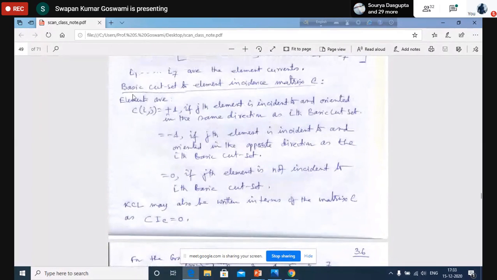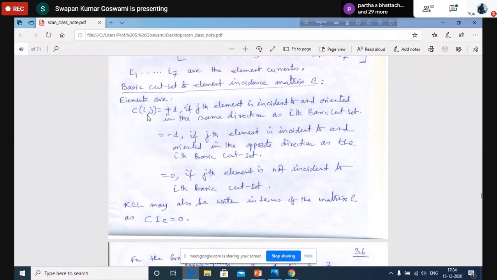Okay, so how we shall form is, so this is the basic cut set. Cut set means minimum set of elements we have discussed in the earlier class. The basic cut set means minimum set of elements removing which will divide the graph into two connected subgraphs, and in the basic cut set there will be only one tree branch, remaining will be links. The basic cut set will have only one tree branch. Okay, so that basic cut set and element, how they are actually connected, that is expressed.